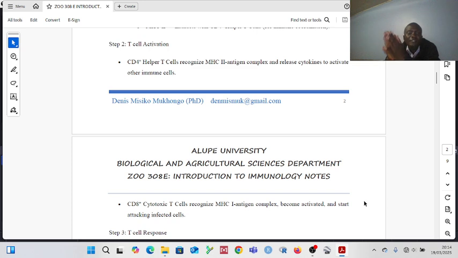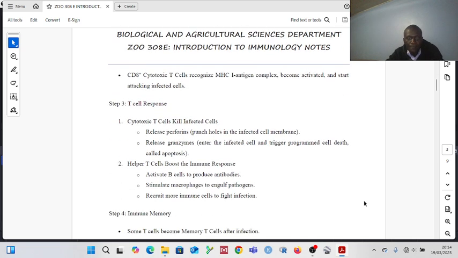So once they've recognized that complex, the CD8 T cells themselves will become activated and they begin to attack infected cells. The CD4 activates other immune cells. The CD8 will begin to attack infected cells.